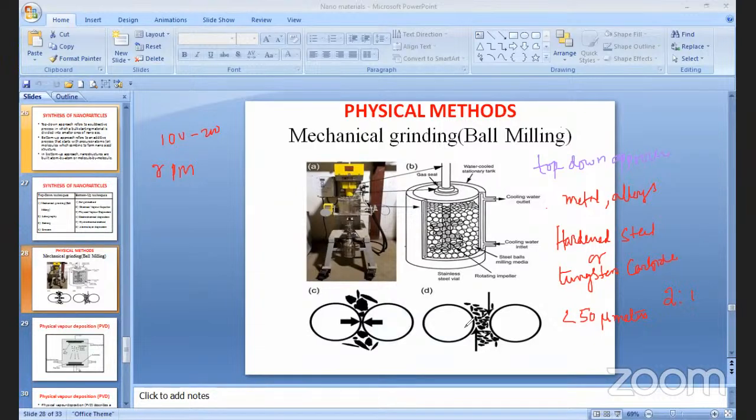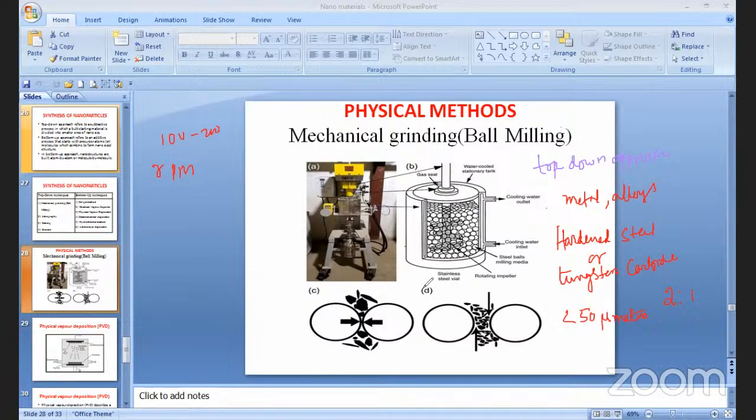So in this ball milling technique, we take a bulk material size. In the case of the top-down method, as I told, it has a larger size and we get a smaller size. Like this, nanoparticles are formed.